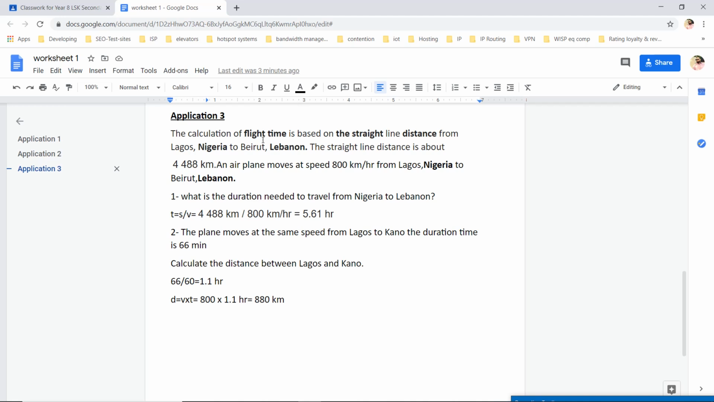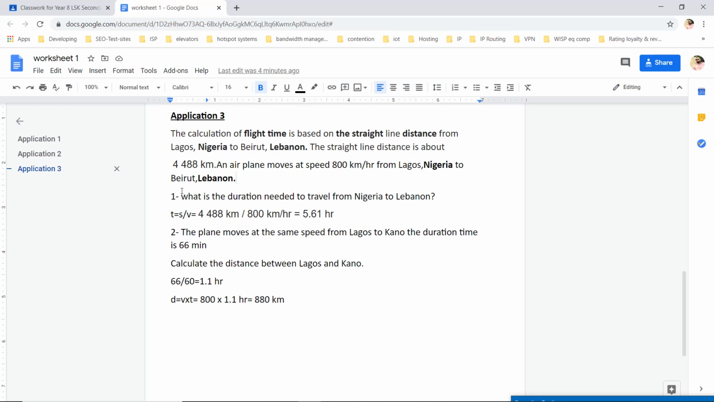The calculation of flight time is based on the straight line distance from Lagos, Nigeria to Beirut, Lebanon. So I want to calculate the distance or the time. Okay, but I have the speed of the airplane. So the straight line distance is about 4,488 kilometer, and the speed of the airplane is 800 kilometer per hour from Lagos, Nigeria to Beirut, Lebanon. So what are we going to calculate? If we have the distance and the speed, what is the unknown here? The time. So I will ask you about the time for sure.